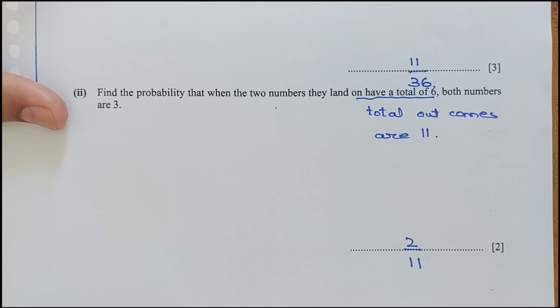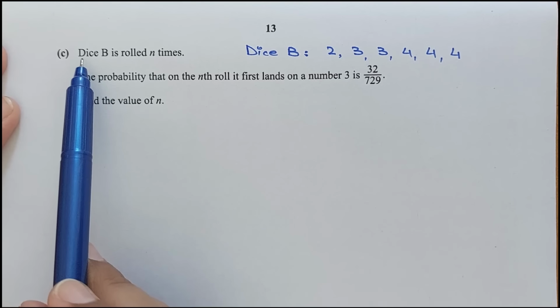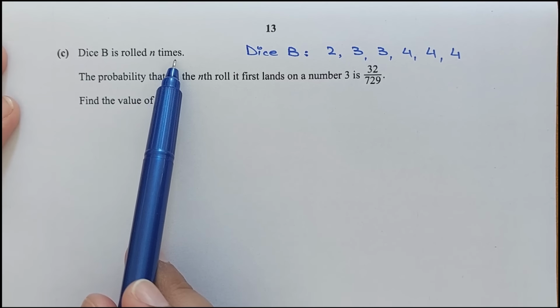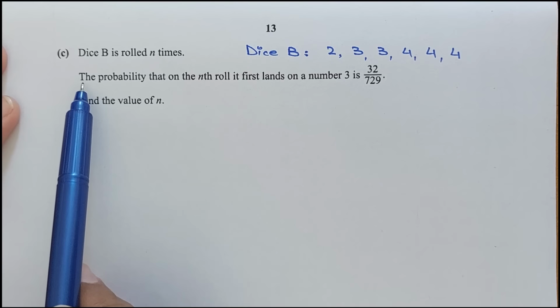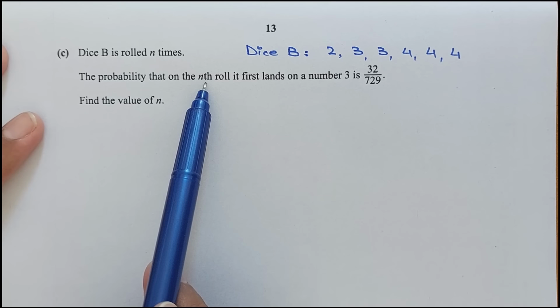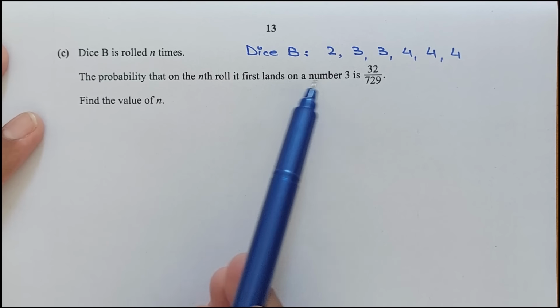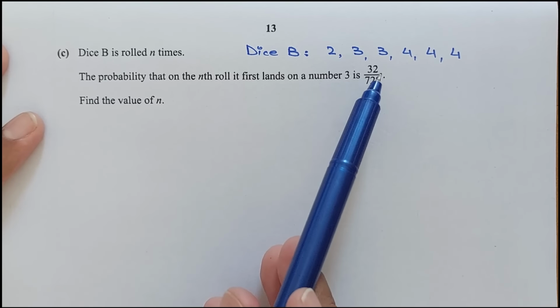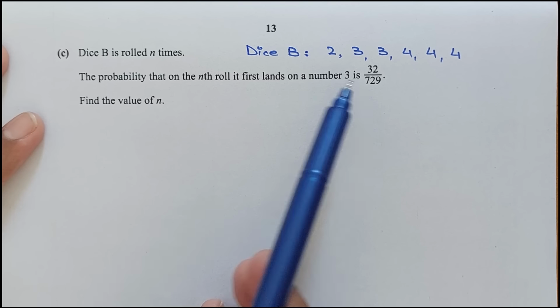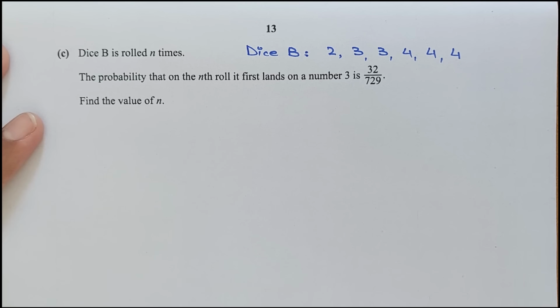So for 6, the total outcomes are 11, because 11 times it comes 6. Now for part C, dice B is rolled n times. The probability that on the nth roll it first lands on number 3 is 32 over 729. Find the value of n.